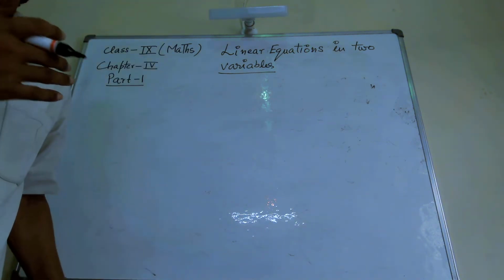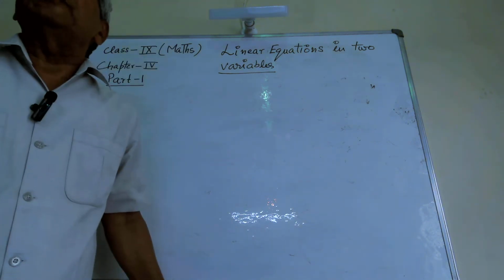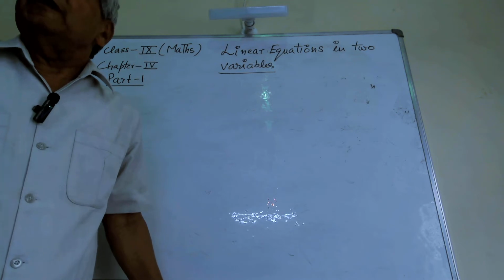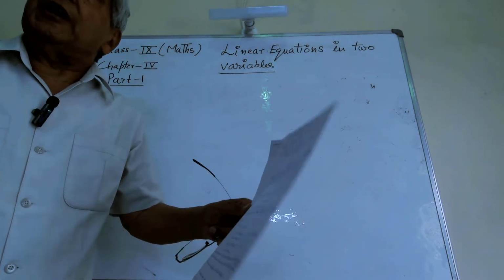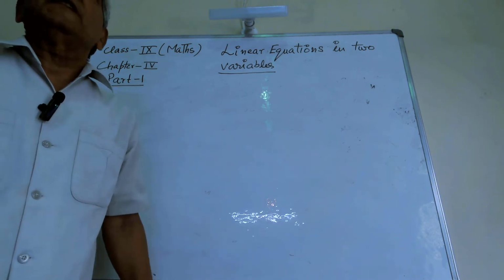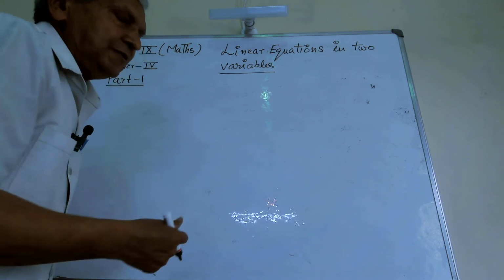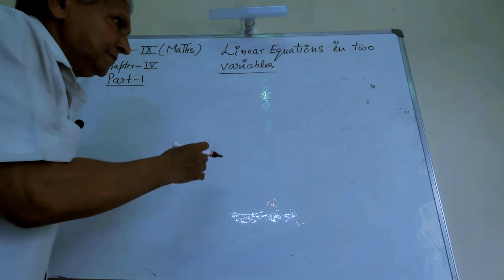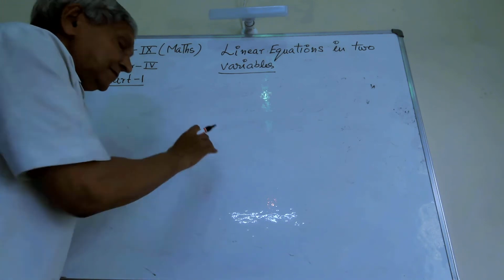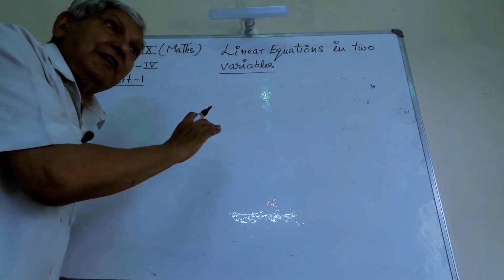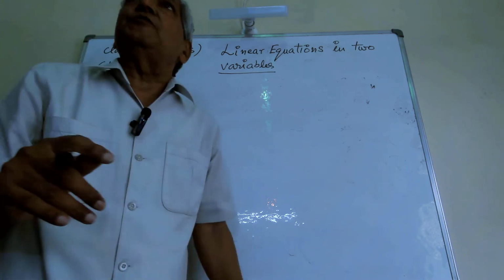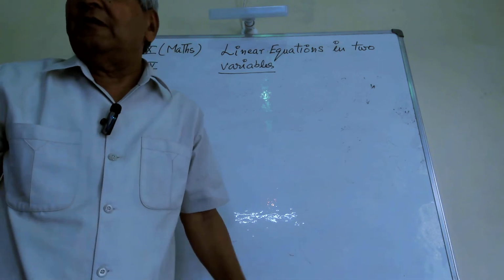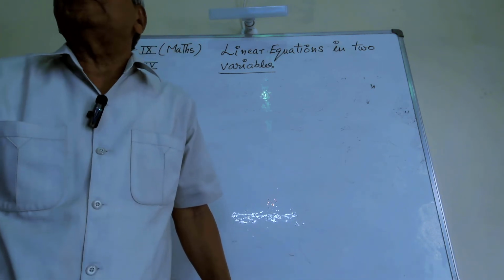So this is the general way of finding the values of a linear equation in two variables. This was the algebraic method. And these linear equations in two variables can be solved graphically also.